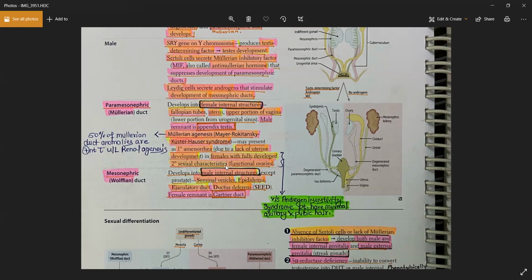So whenever you see this kind of examination finding, you will always think about Mullerian agenesis. And please note that 50% of these anomalies are also present with renal agenesis. So whenever you encounter a patient with Mullerian agenesis, they will often give a history of unilateral renal agenesis also.